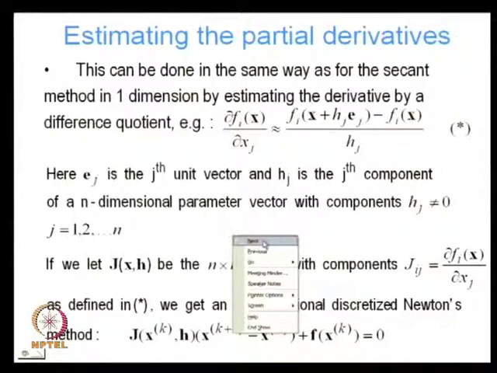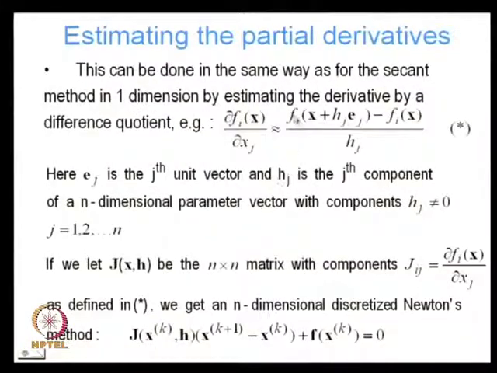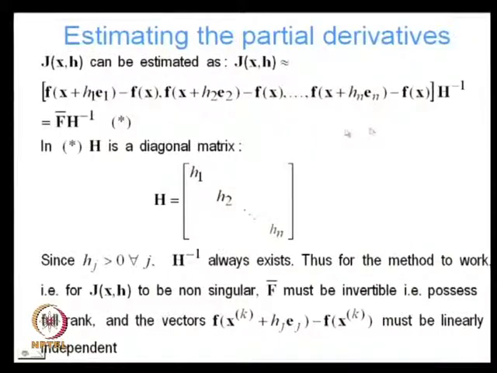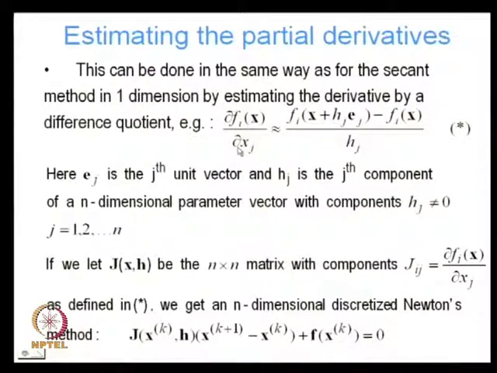So, J(x,h) can be approximated as follows. I am going to write this as a matrix of these vectors: f of x plus h1 e1 minus f of x, f of x plus h2 e2 minus f of x, and so on and so forth, right. You can see why that is true. So, f1 partial with respect to x1 is going to be f1 of x plus h1 e1 minus f1 of x by h1, right.